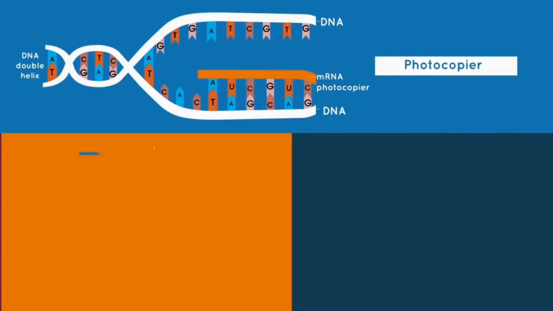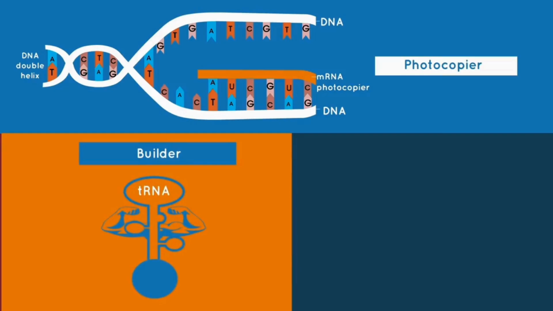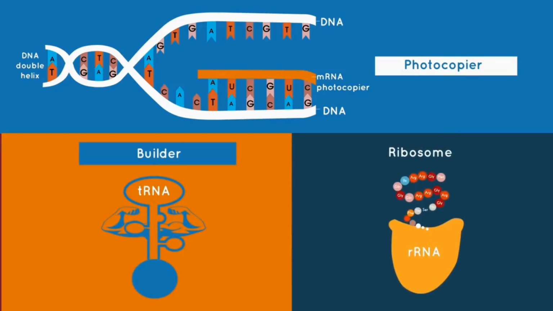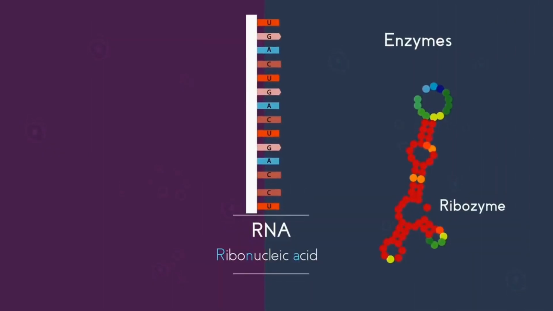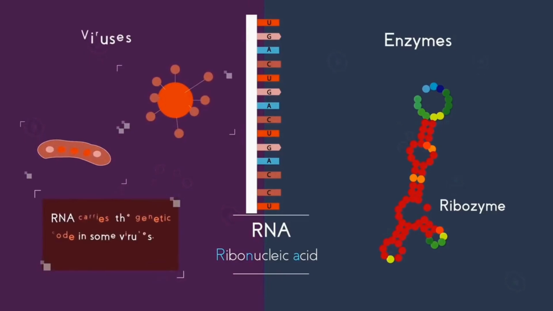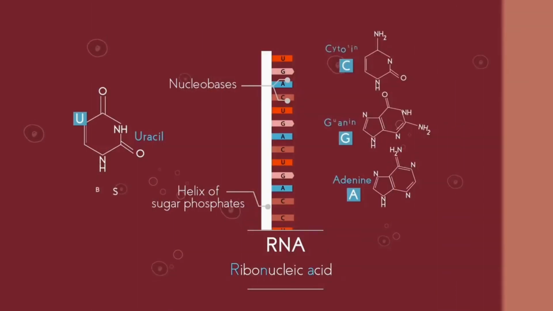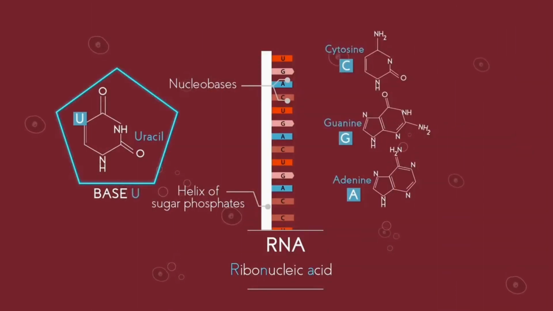For many years, we just thought RNA was a DNA photocopier, as mRNA, the protein builder, as tRNA, and found in ribosomes as rRNA. However, RNA can also act as enzymes to speed up chemical reactions, and many viruses have RNA instead of DNA. The RNA carries the genetic codes in those viruses. So there we have RNA. From this video, you should now know about the existence of RNA. It is a single-stranded nucleic acid that has a base U instead of a base T.